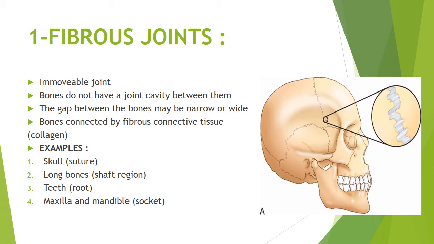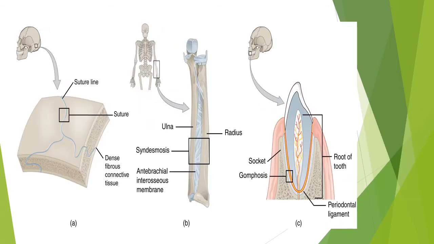So students, you can observe fibrous joints in your skull. Number two, the shaft region of the long bones in the forearms and in the legs. Number three, the root of the tooth has a fibrous joint. And number four, the socket in our.